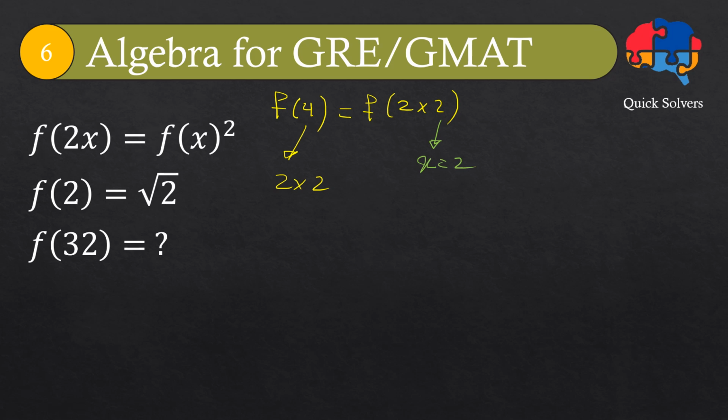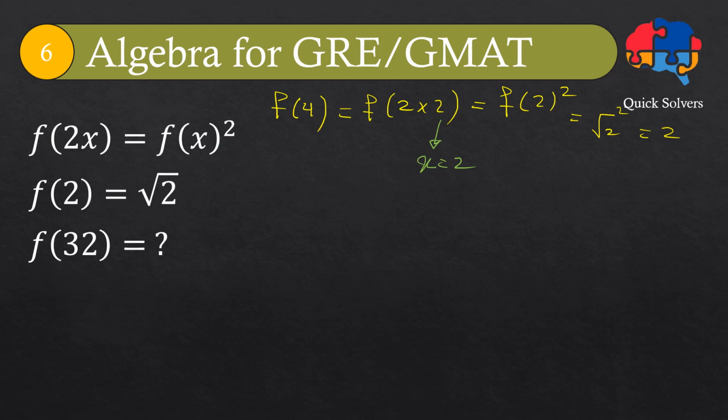So the answer for this f of 2 times 2 is f of x, which is f of 2, to the power of 2. And we know what f of 2 is already. We know f of 2 equals square root of 2. So this equals square root of 2 to the power of 2 and this equals 2. That means f of 4 equals 2. So again, knowing that f of 2 equals square root of 2 and f of 2 times x is f of x to the power of 2, we could find f of 4.